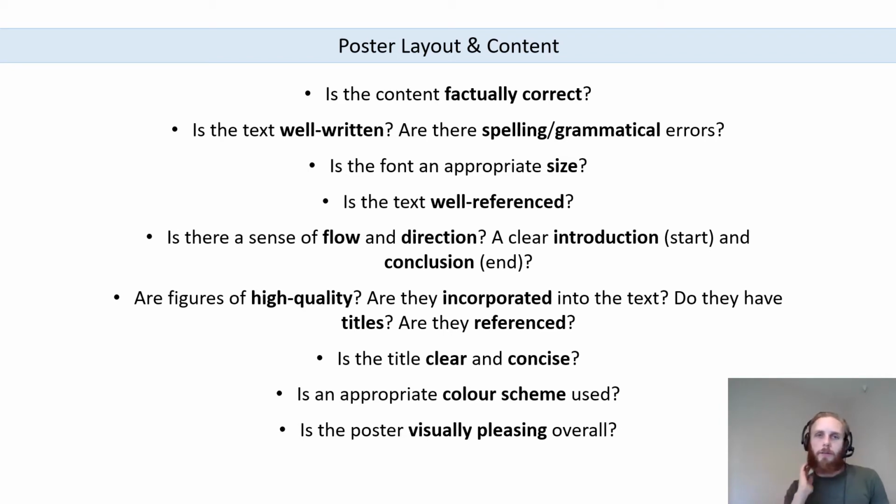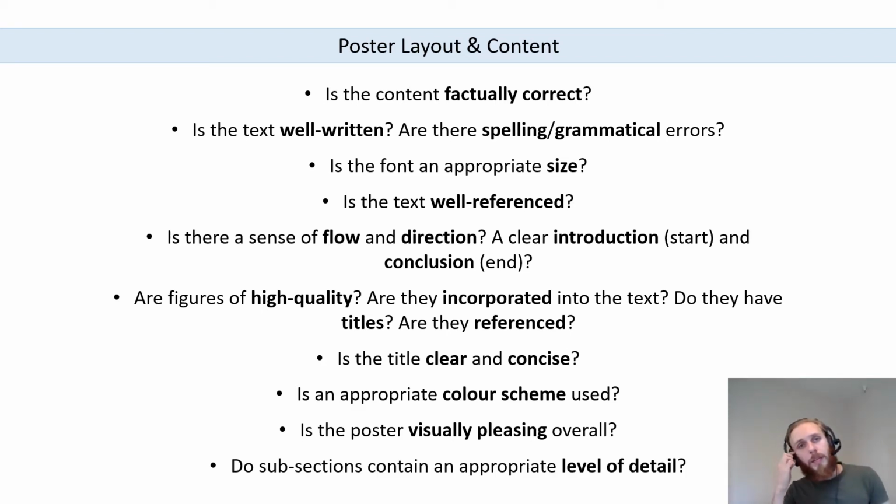And again, this just follows on from what I was just saying relating to color scheme. So is it visually pleasing overall? Color scheme is just one element of whether or not it's visually pleasing. We also want to think about the layout, the font used, and the style of text used. Just all these different things that impact whether or not the poster looks good or whether it doesn't look good and it's a bit difficult to look at.